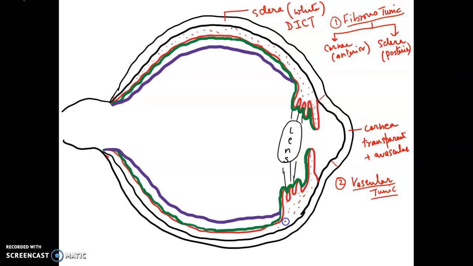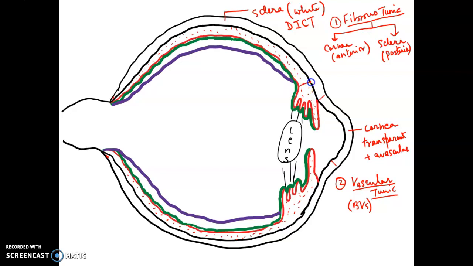As the name suggests, what do you think? What do you see here? Yes, you do see a lot of blood vessels in this layer. So vascular tunic has blood vessels. I want you to remember this. The vascular tunic has 3 parts. How many? 3. Good.